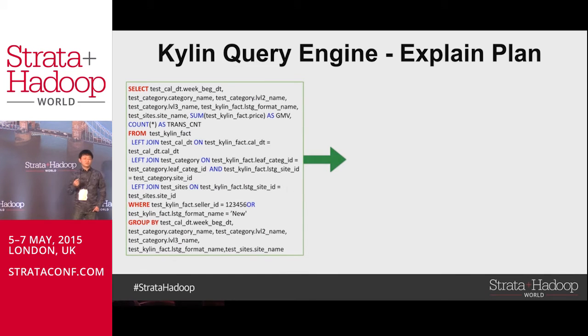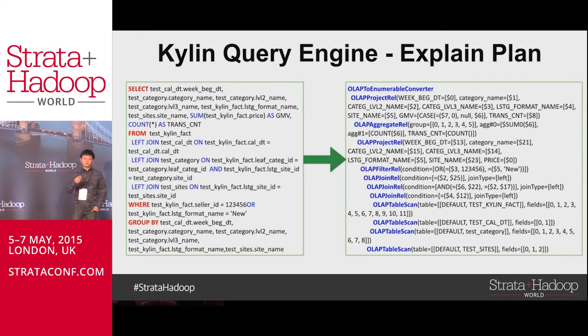So how does the query work? We leverage an open source project called Apache Calcite to do the SQL heavy lifting. Basically, that's a SQL parser, an optimizer and an execution engine. For example, if we have a query like this, which is a pretty typical query, we have a fact table in the middle joining three dimension tables. And Calcite will help us generate an execution plan like this.